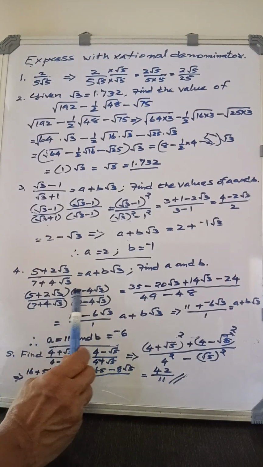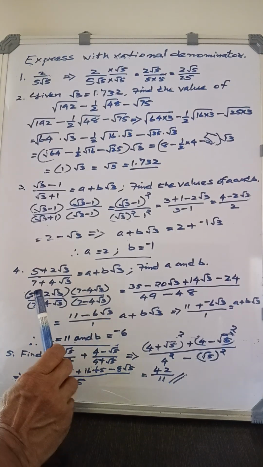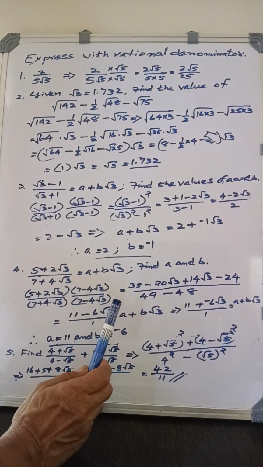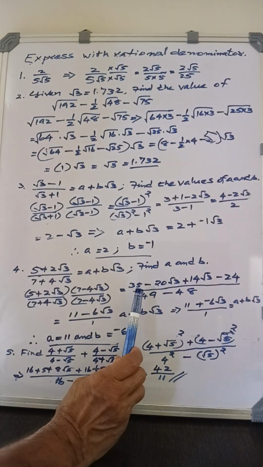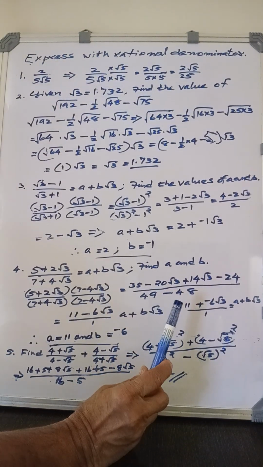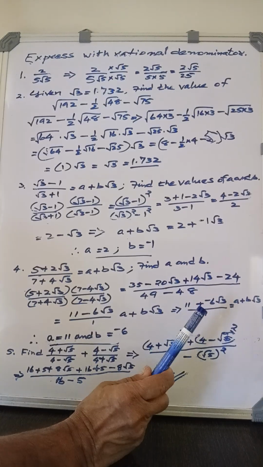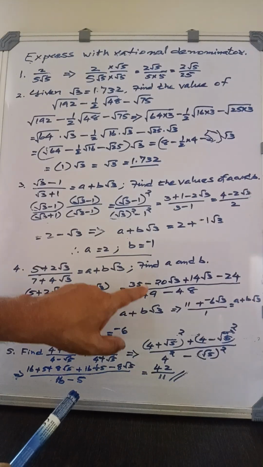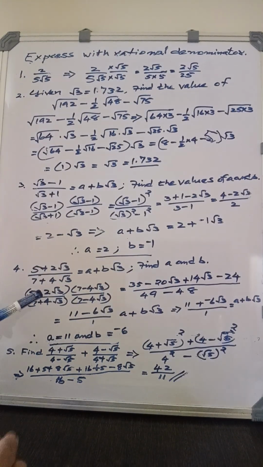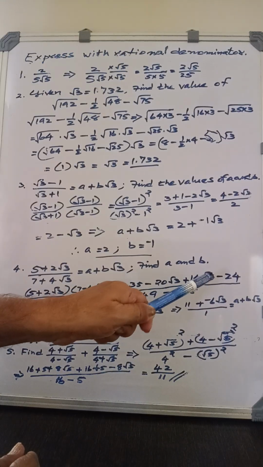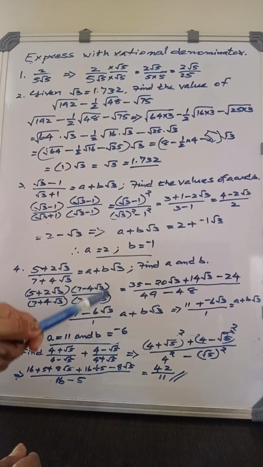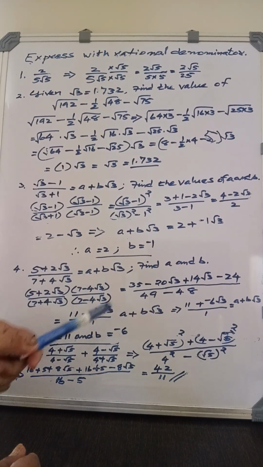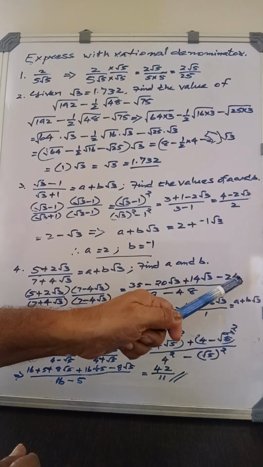This is the numerator. When we multiply, we have to follow the identity a plus b into c plus d. Why? Because all the 4 terms are quite different. Therefore, we get 35 minus 20 root 3 plus 14 root 3 minus 24. 5 into 7, 35. 5 into minus 4 root 3, minus 20 root 3. And 2 root 3 into 7 gives plus 14 root 3. Plus 2 root 3 into minus 4 root 3 gives 2 into 4, 8. Root 3 into root 3, 3. Minus 8 into 3, 24.